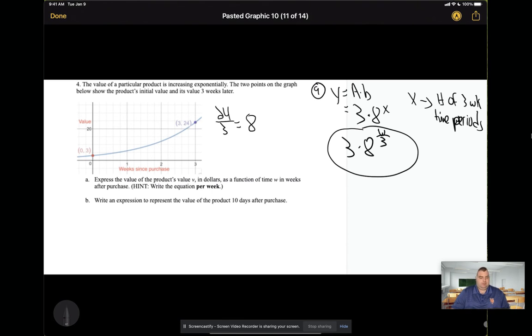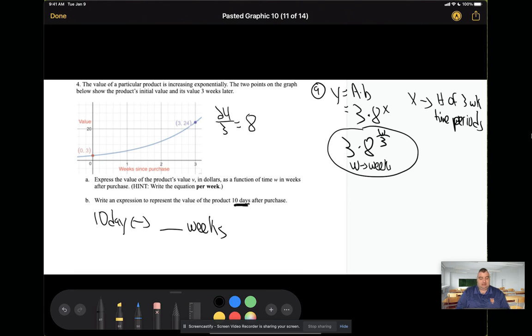For part B, I'm going to do this one down here. Write an expression to represent the value of the product 10 days after purchase. So I'm going to use this equation. The problem is W is weeks. So 10 days is equivalent to how many weeks?